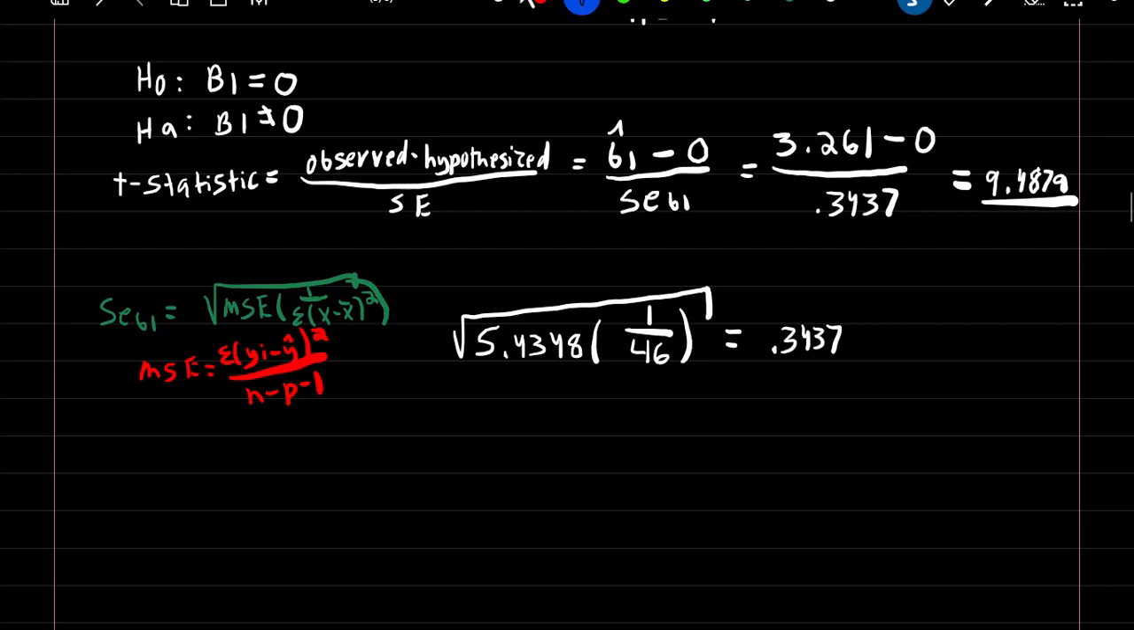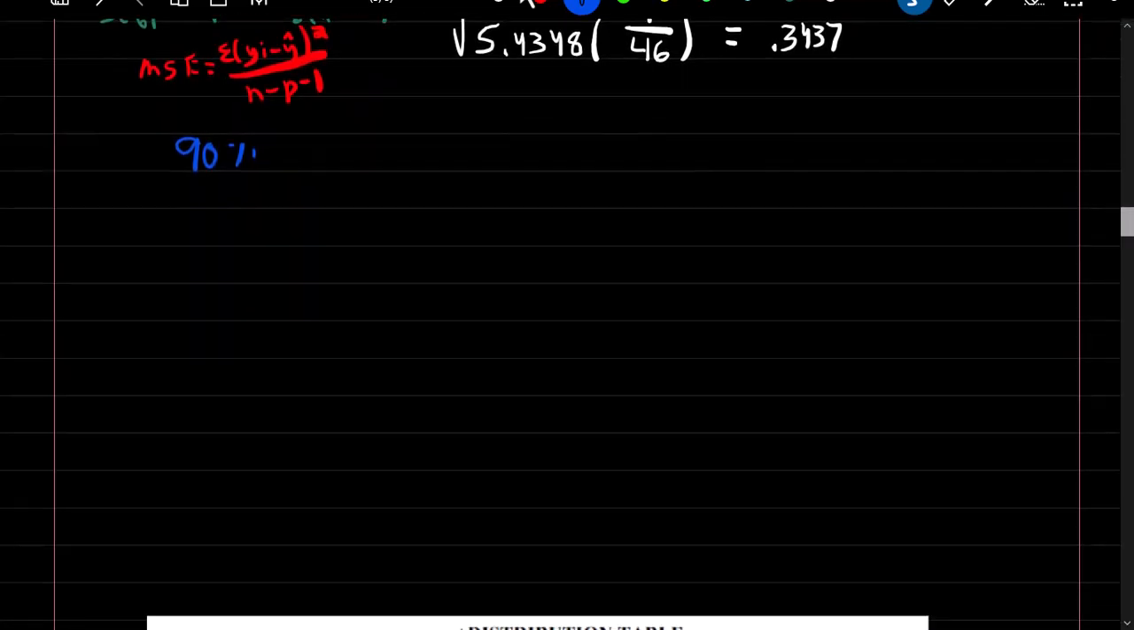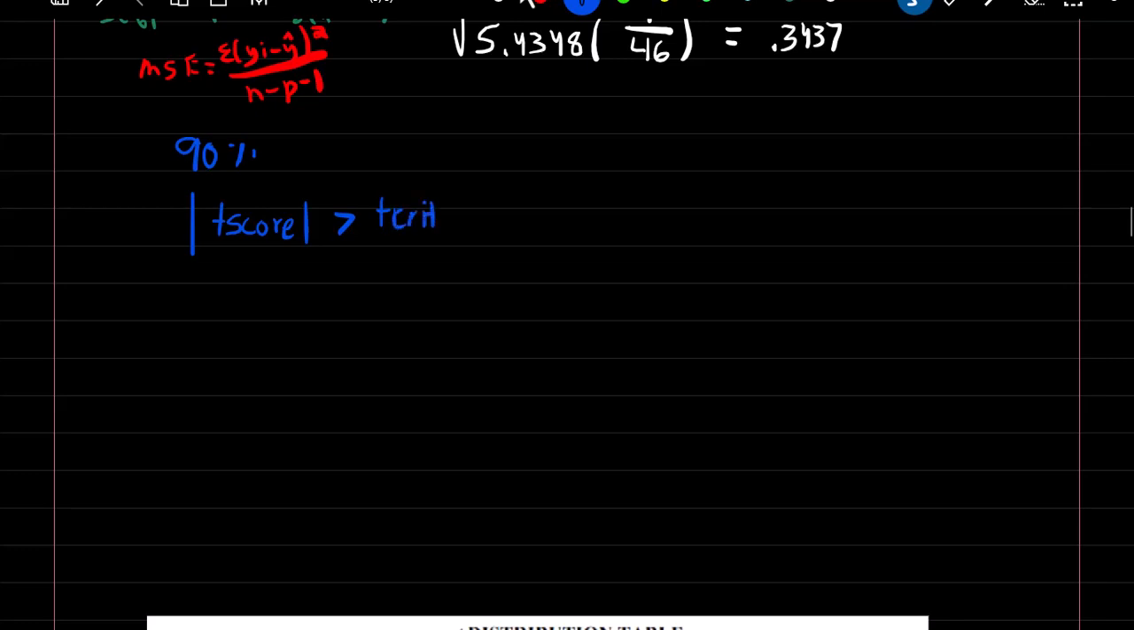So we got our t-values, and now how do we know if it's significant or not? So now we create our critical score. So say we're using a 95% confidence. If the absolute value of our t-score is greater than our t-critical value, then we reject the null hypothesis.